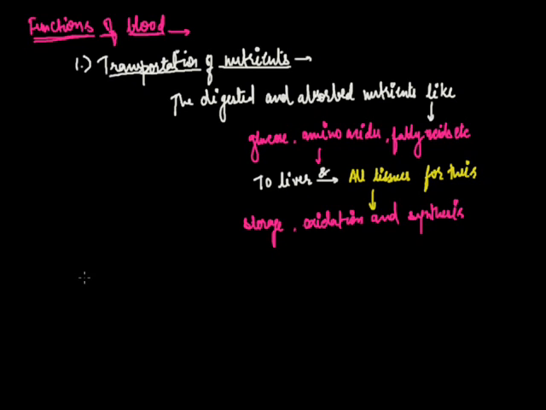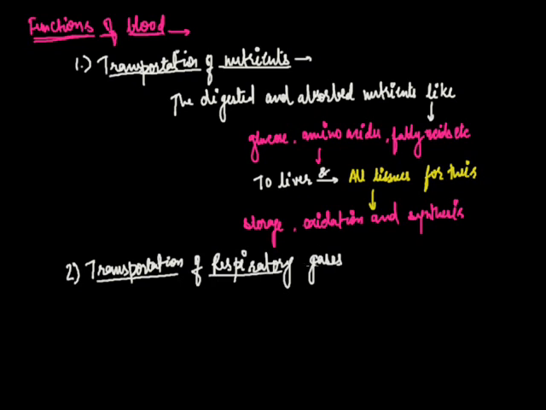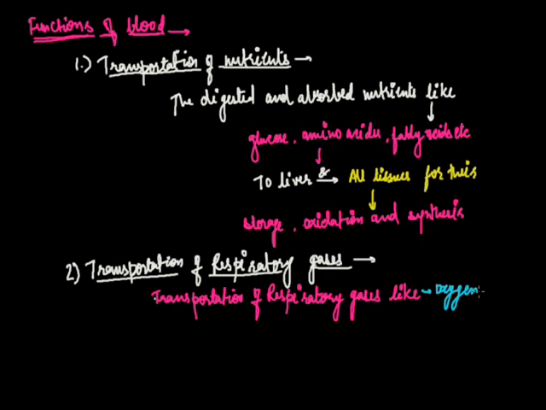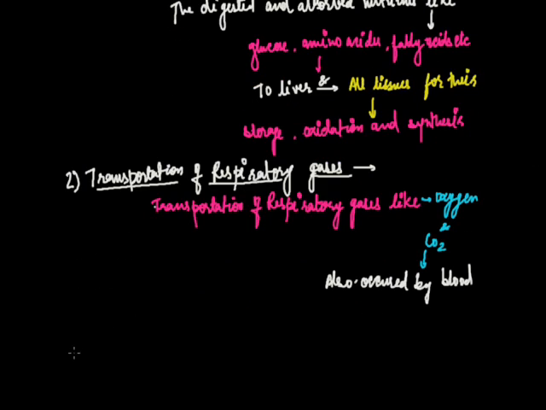The next function of blood is transportation of respiratory gases. Transportation of respiratory gases like oxygen and carbon dioxide also occurs by blood. The next function of blood is transportation of excretory products.